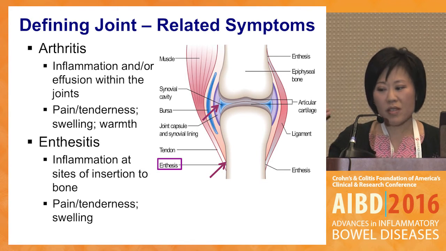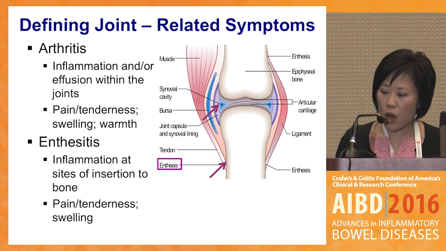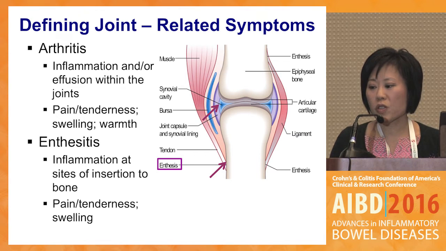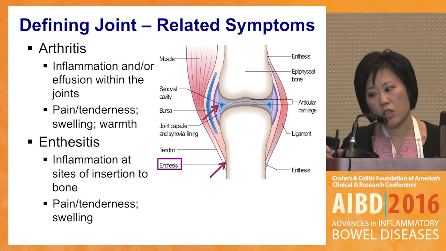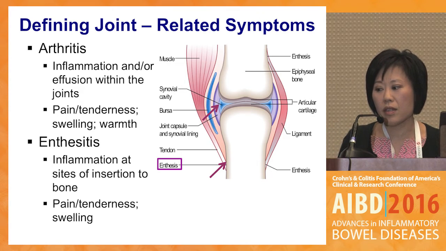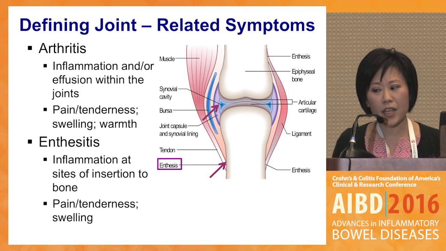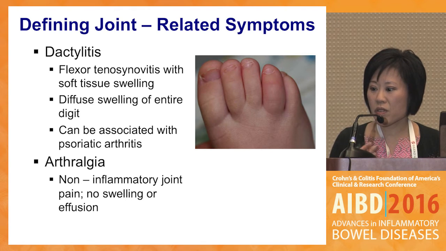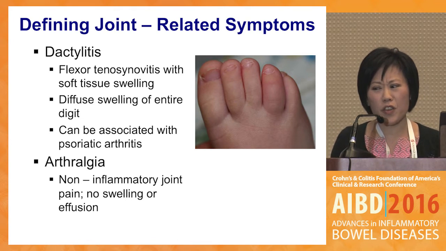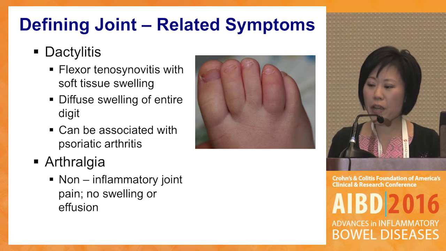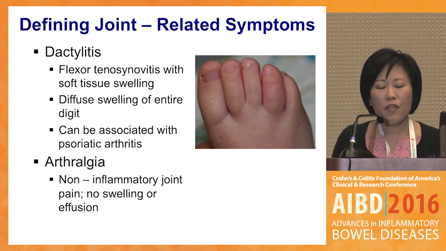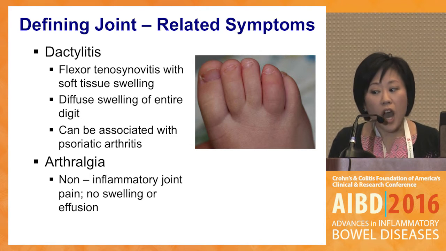Whether you just think of arthritis or then you think of the spondyloarthropathies, which include both arthritis and enthesitis, which refers to the inflammation at the sites of actual insertion to the bone. So we're talking insertion to the bone with the tendons and ligaments. And again, you have pain, tenderness, and some swelling. And then dactylitis. It's this flexor tenosynovitis with soft tissue swelling, and you can see the joints here. It's that diffuse swelling, what they almost call the sausage appearance or sausage-like joints, and it's often associated with psoriatic arthritis. And then finally, the term arthralgia, which is non-inflammatory joint pain.